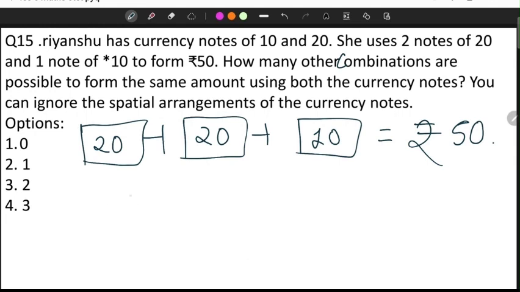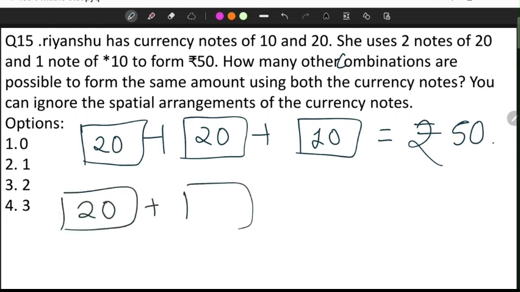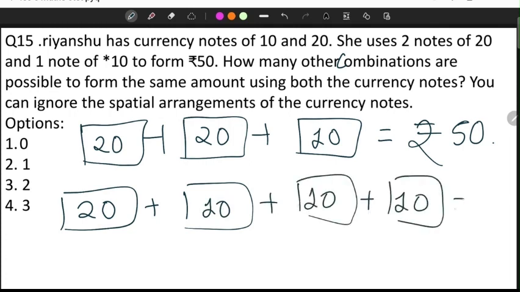So simply what I can do here is 20 rupees plus 10 plus 10 plus 10. So this is giving me a combination of how many notes? This combination is giving me rupees 50 ultimately. So one more such combination is possible. So this is the correct answer, 1.